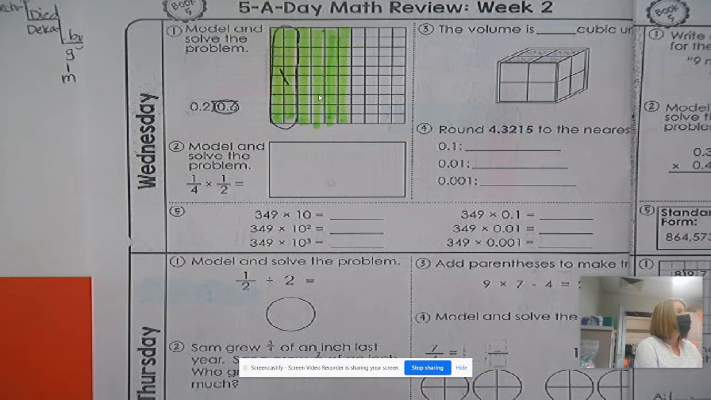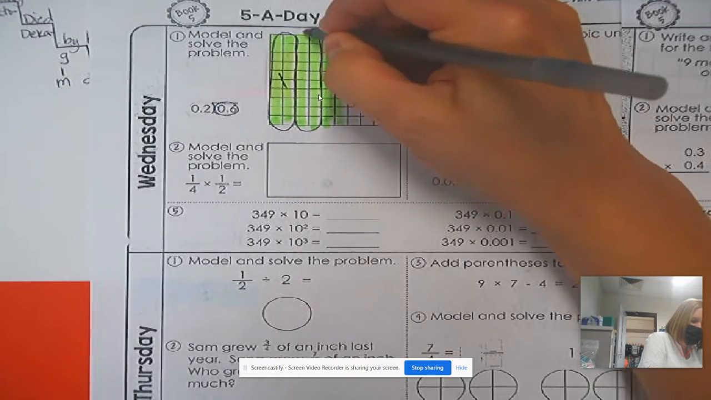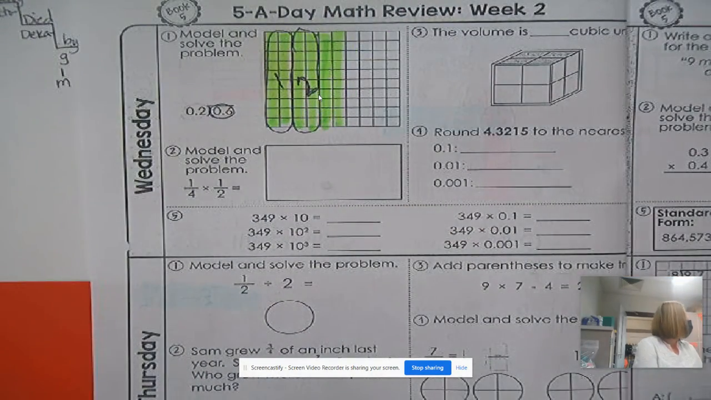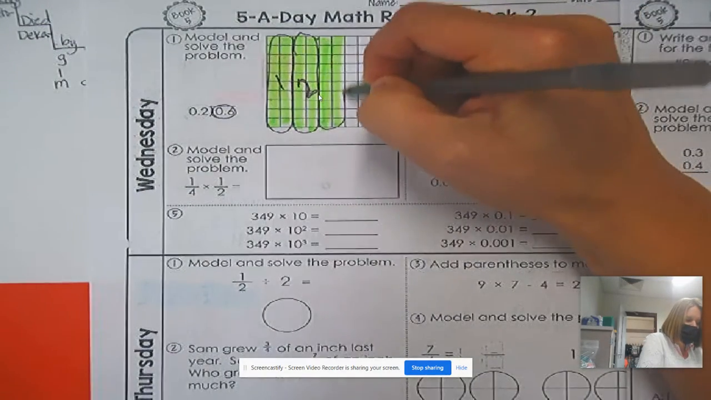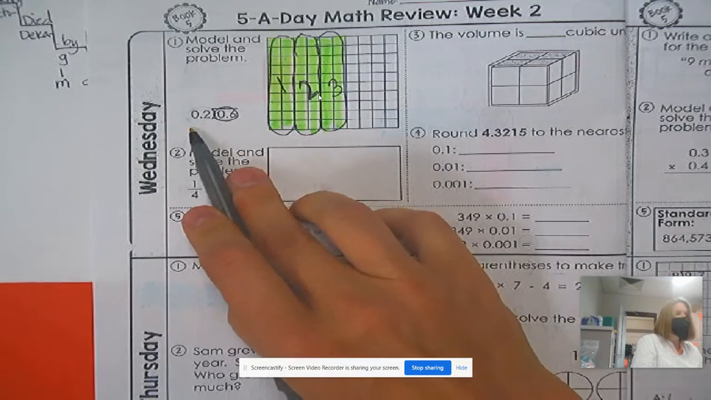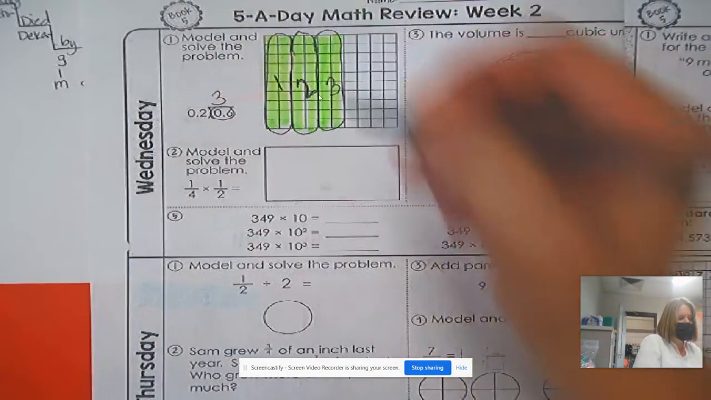Do I have enough to make another group of 2/10? Yes, I do. There's another group of 2/10. And do I have another? Yes, I can make another group of 2/10. So 6/10 divided by 2/10 equals 3.